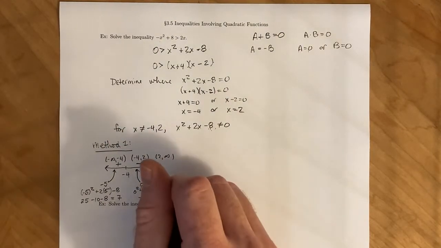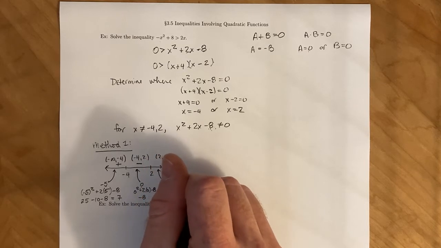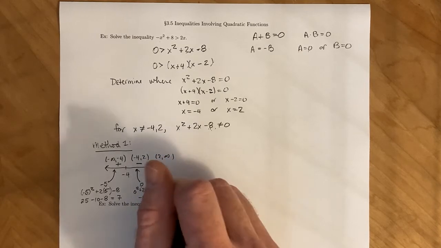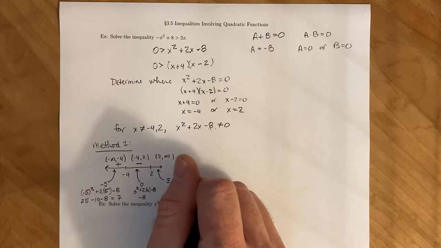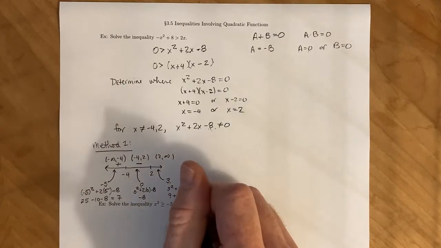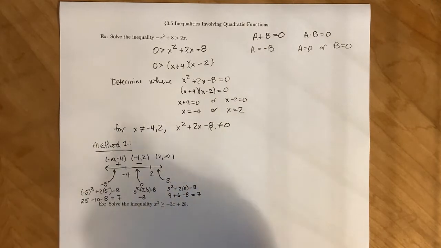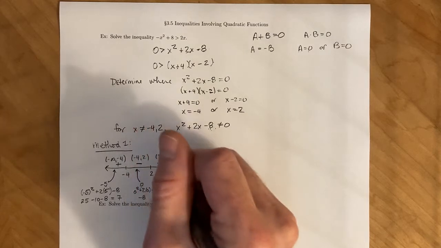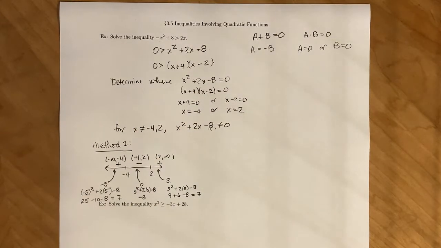And then when we plug in 3, we get 3 squared plus 2 times 3 minus 8. So that's 9 plus 6 minus 8. 15 minus 8 gives us 7. Again, the positive fact is the one that we want.